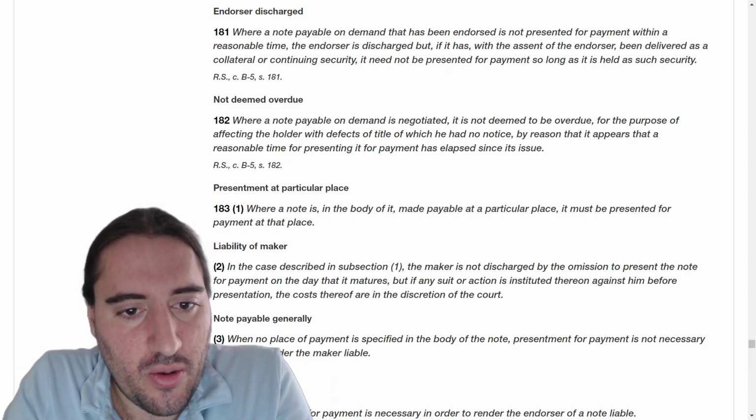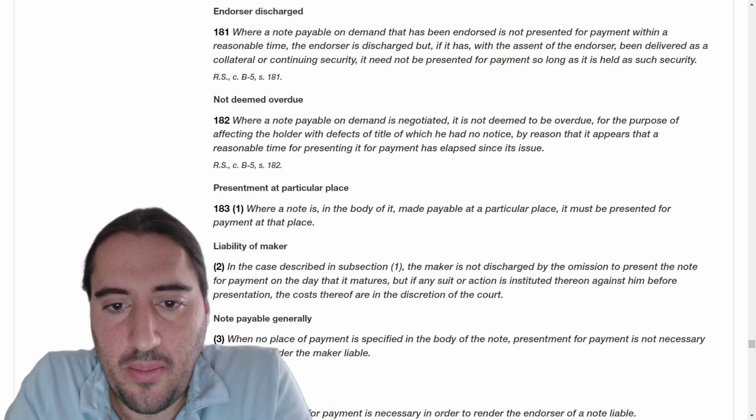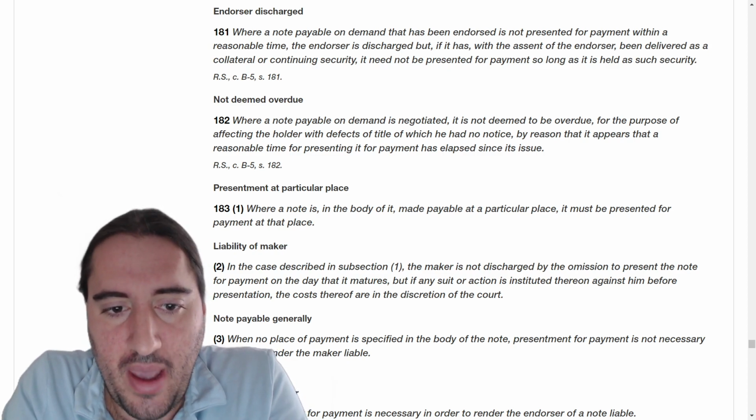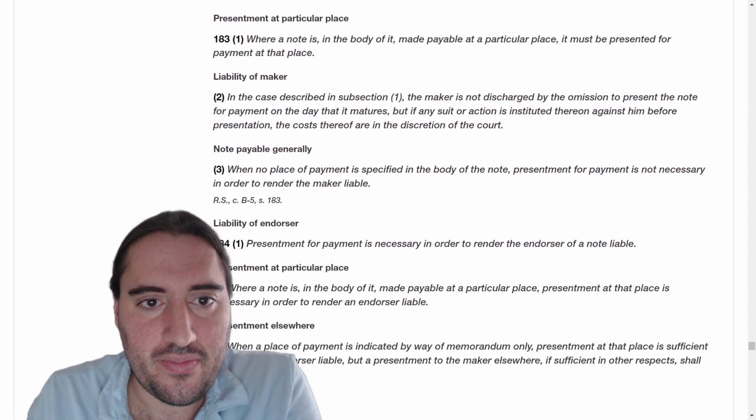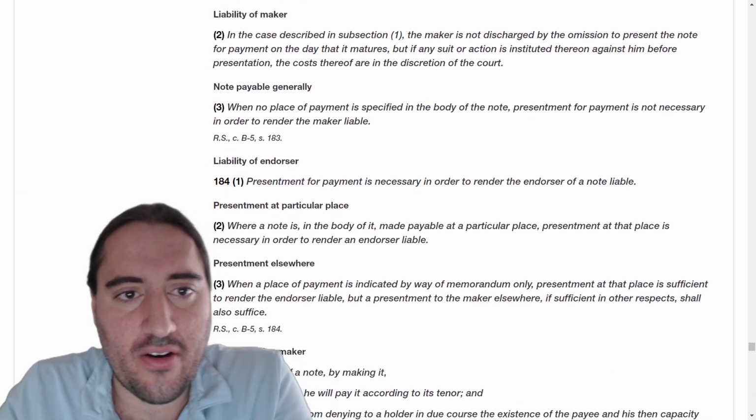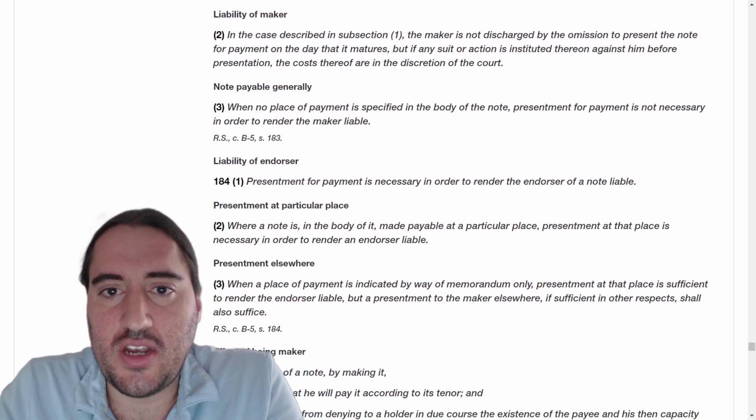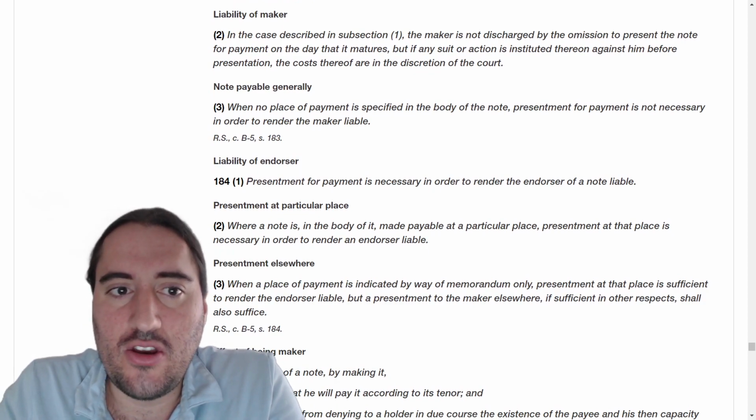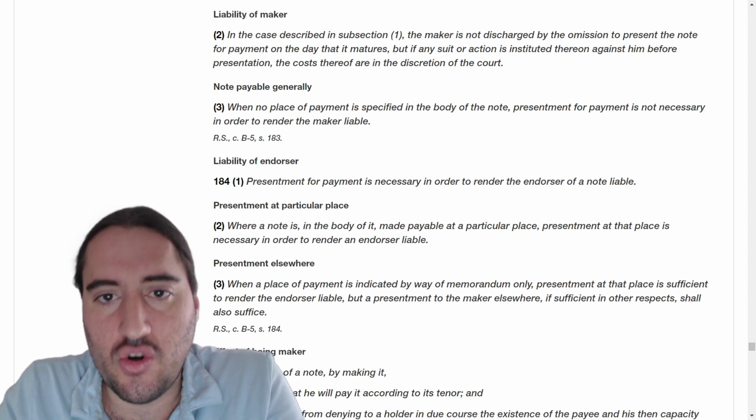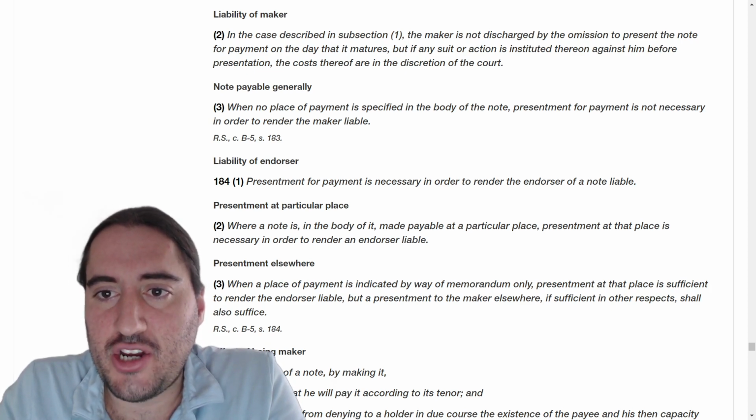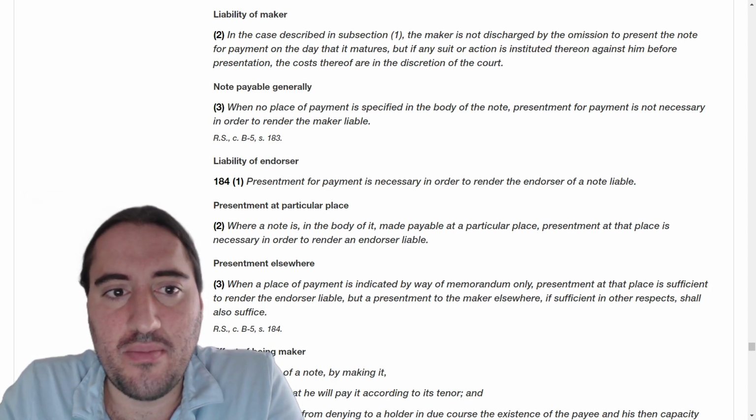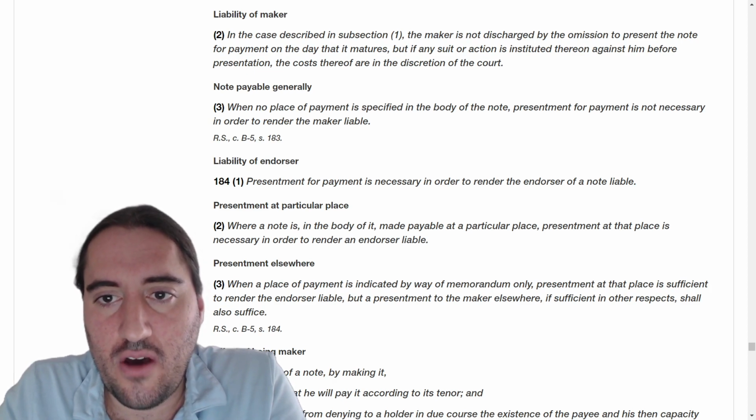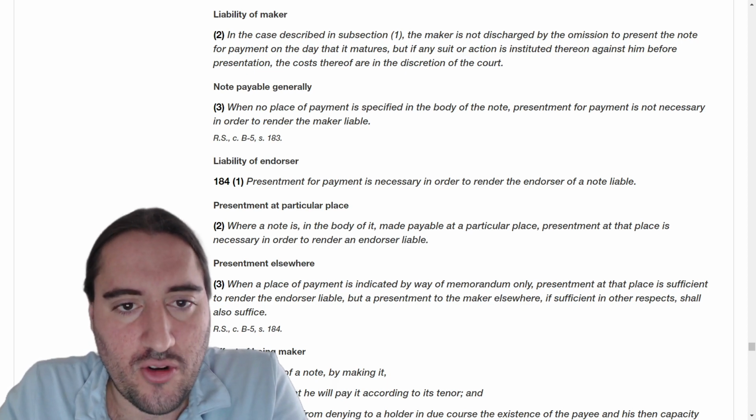Presentment at particular place. Where a note is, in the body of it, made payable at a particular place, it must be presented for payment at that place. Liability of maker. In the case described in subsection 1, the maker is not discharged by the omission to present the note for payment on the day that it matures, but if any suit or action is instituted thereon against him before presentation, the costs thereof are in the discretion of the court. Note payable generally.